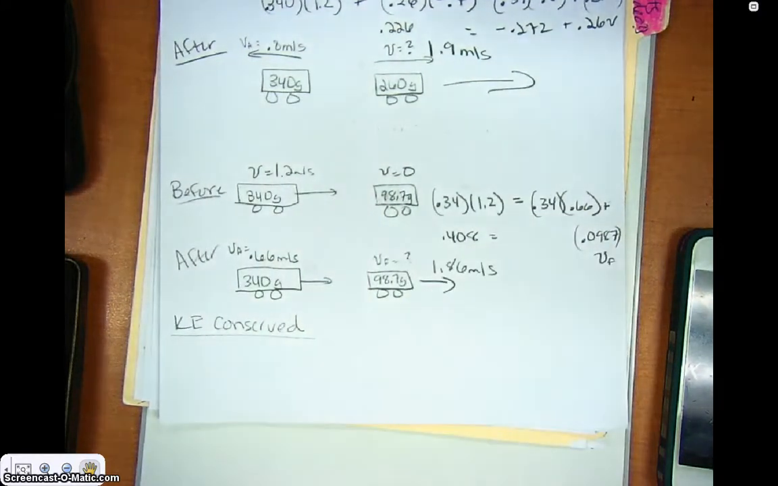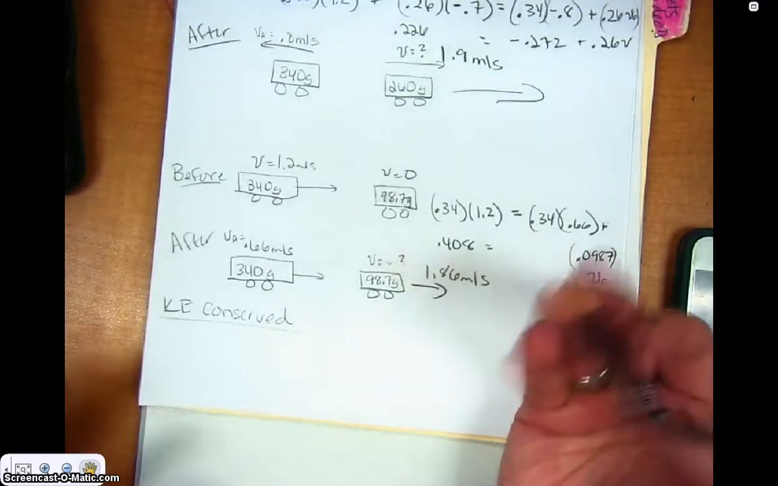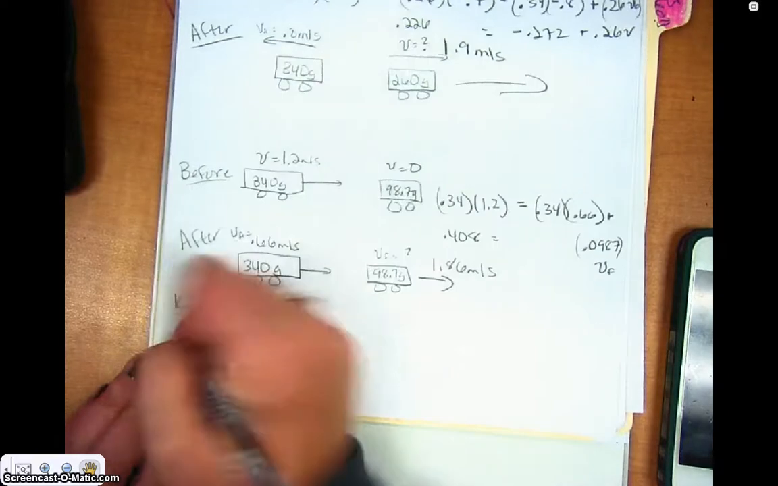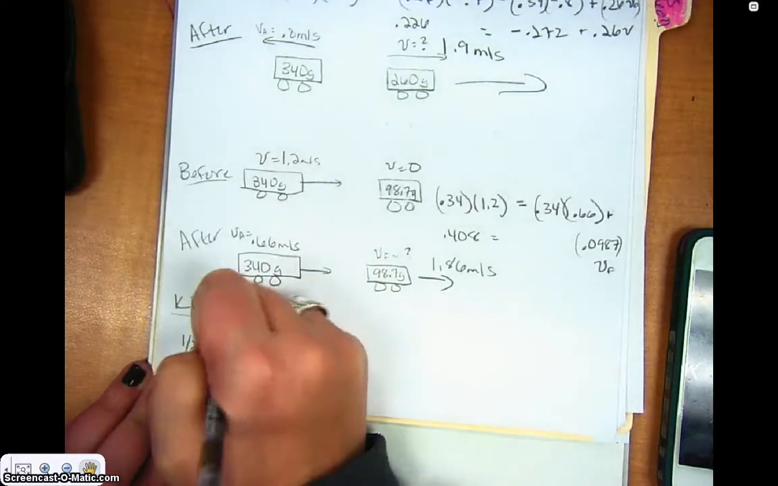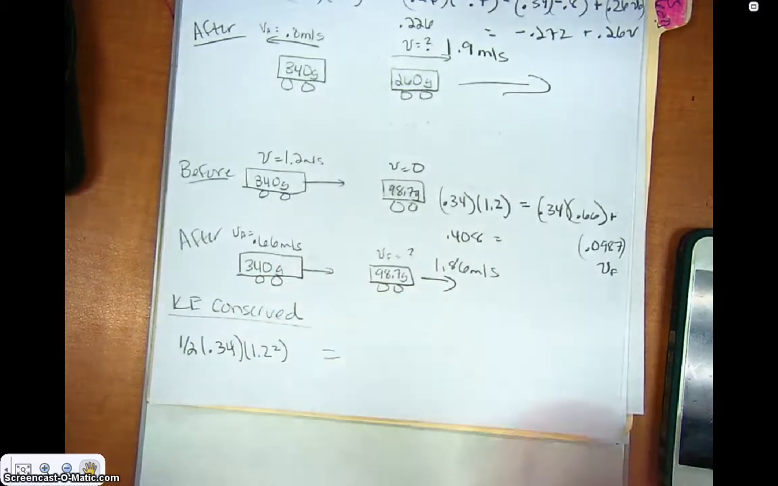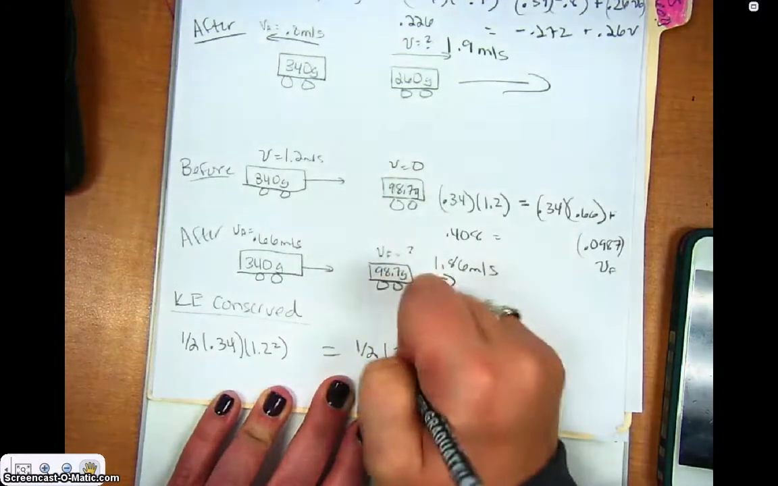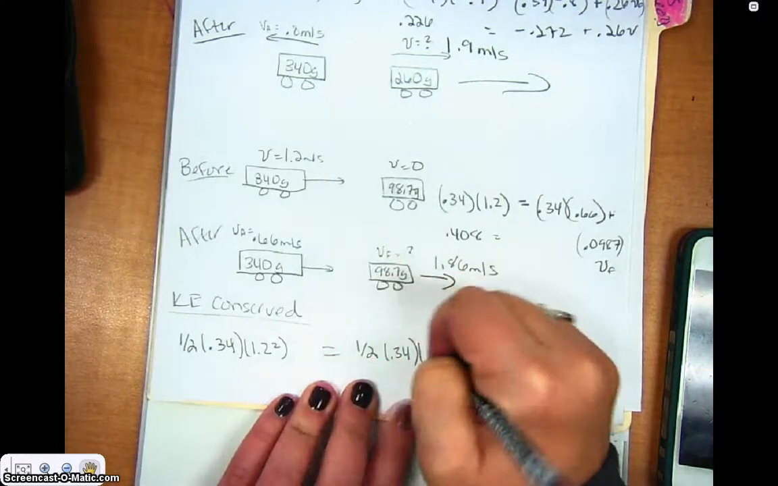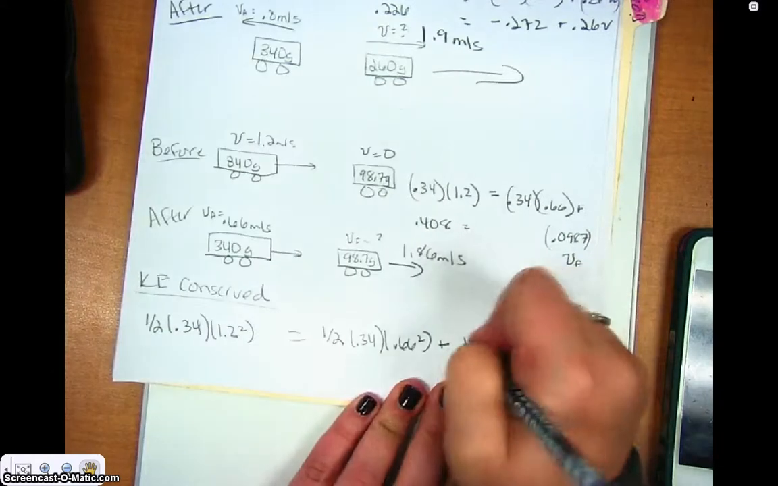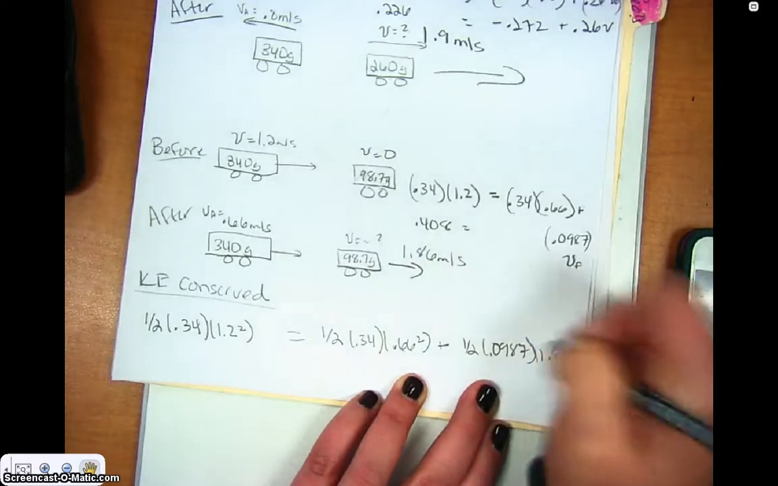Alright, so let's go ahead and prove that energy is conserved, because if kinetic energy is conserved, then I know that this is a perfectly elastic collision. So I just need to add up the kinetic energy. So 1/2 of 0.34 times 1.2 squared is going to be pretty equal, minus some little issues of rounding, to 1/2 of 0.34 times 0.66 squared plus 1/2 of 0.0987 times 1.86 squared.